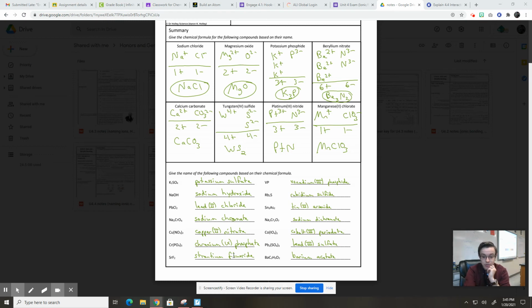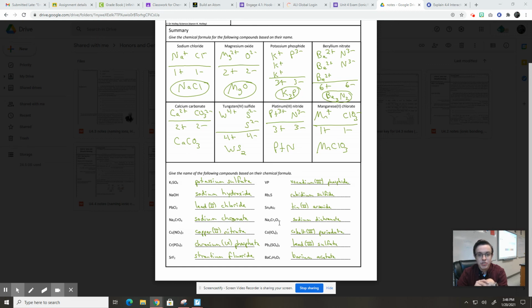Here we have strontium fluoride. Strontium is not a transition metal. It's in group 2. We always know it has a +2 charge, so you don't need the Roman numeral to tell somebody that when they're reading the name. Here we have vanadium 3 phosphide, rubidium sulfide, tin 2 arsenide, sodium, and then Cr2O7 is a polyatomic ion. You've got to treat that as kind of one unit, and its name is dichromate. We have cobalt 3 periodate, lead 3 sulfate, and finally barium acetate. C2H3O2 looks kind of big, but it is one polyatomic ion with a -1 charge. So it is just barium acetate.